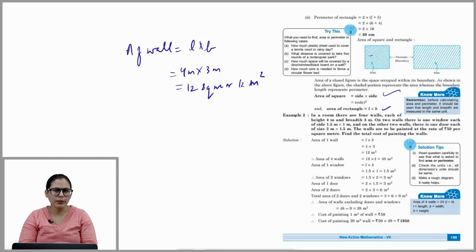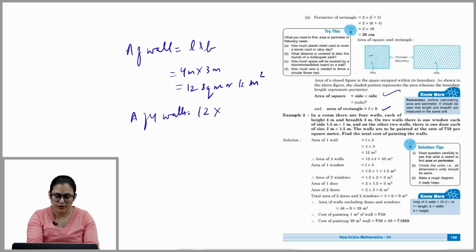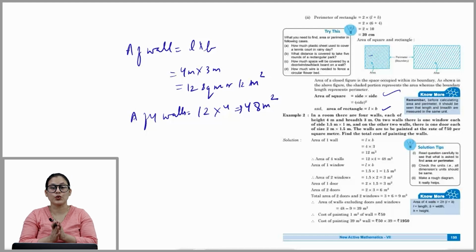Area of, and then how many walls are there in a room? There are 4 walls. So this is the area of 1 wall. So area of 4 walls is what? You will multiply this area by 4. You will get 48 meters square. This is the total area of the walls.